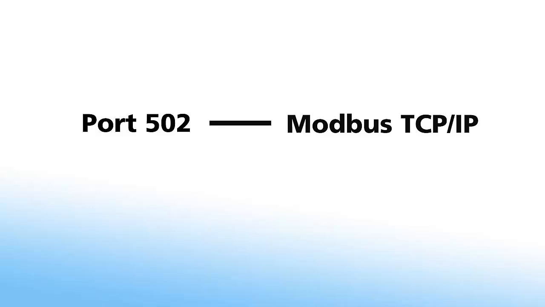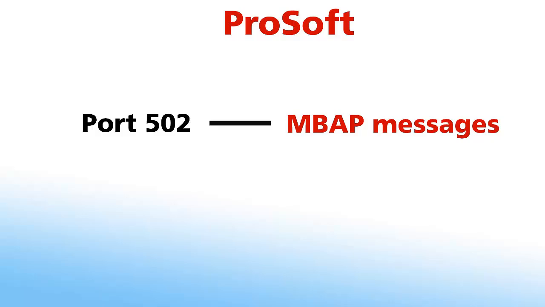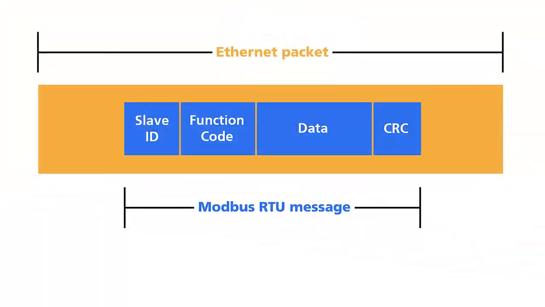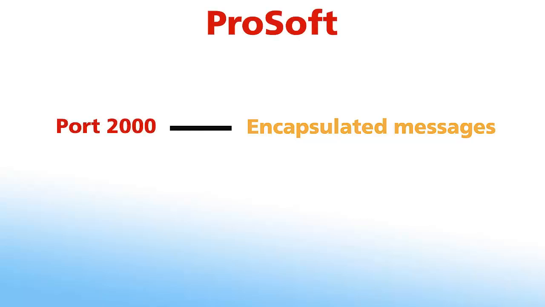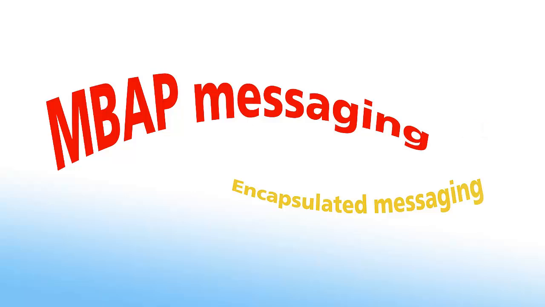Modbus uses port 502 for TCP/IP communication. This is important if your data needs to go through a firewall. ProSoft uses that port for MBAP messaging specifically. Modbus serial messages can also be sent as regular RTU messages encapsulated inside an Ethernet TCP/IP packet. Encapsulated messages can use any port, but ProSoft products are set to use port 2000 by default. Note that the MBAP and RTU encapsulation are not compatible. Devices must be set to use one or the other.